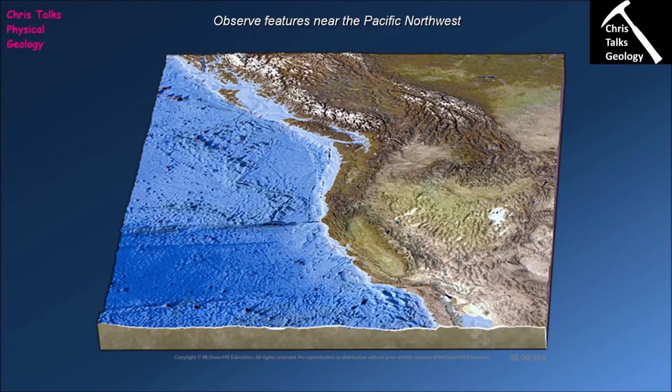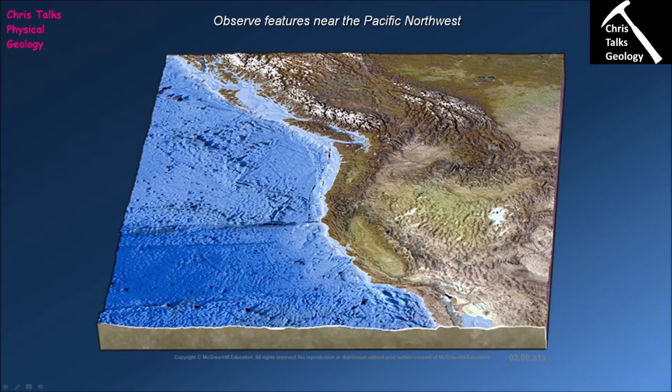Okay, so here's our picture of the Pacific Northwest. So to begin with, straight away we can see we have two distinctly different domains. On the eastern side of the image, we clearly have an area of continental crust, and on the western side of the image, we have an area of oceanic crust. So what can we see? Well, with respect to the oceanic crust, we can see a couple of interesting features.